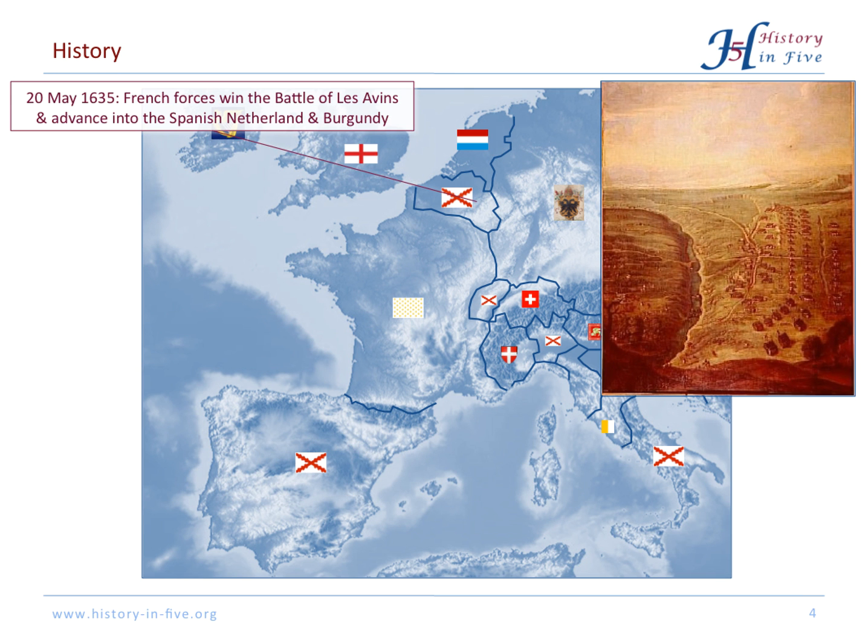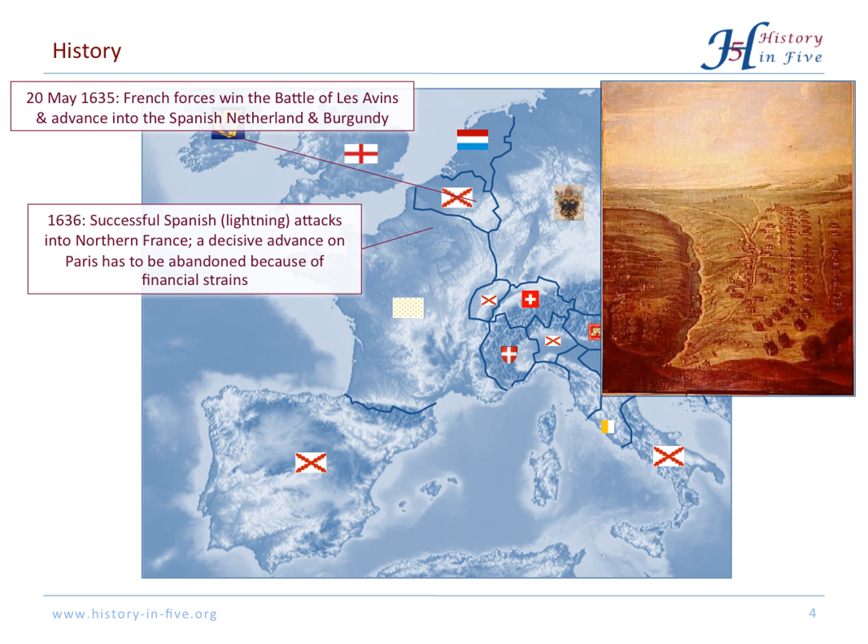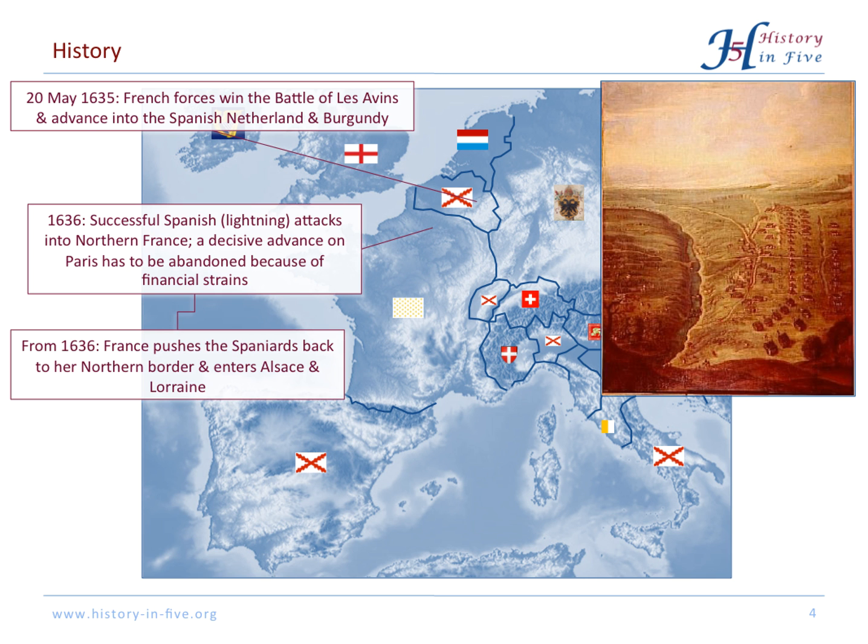The war started quite well for the French, with a strong victory in the Battle of Les Avins, but then the Spaniards could strike back. They had lightning attacks into northern France. They even threatened Paris, but had to abandon this approach because of financial strains. France could then push the Spaniards back to her northern border.